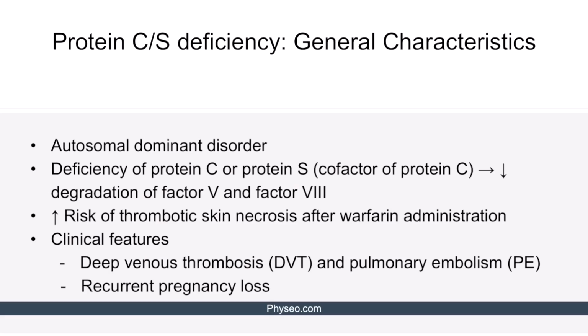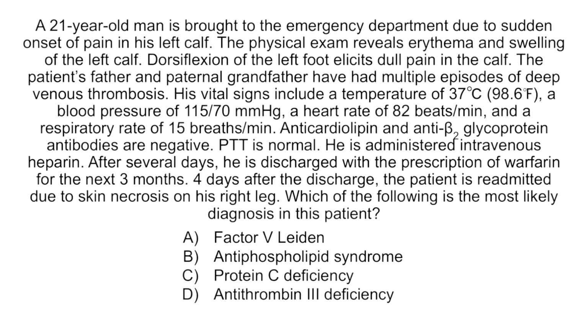Here's a slide reminding us of the general characteristics of protein C and S deficiency, including warfarin-induced skin necrosis. Let's discuss why the other options are incorrect. Option A, factor V Leiden, is incorrect because although it's the most common inherited prothrombotic disorder, it does not present with warfarin-induced skin necrosis. Option B, antiphospholipid syndrome, is incorrect because anticardiolipin and anti-beta-2 glycoprotein antibodies are negative.